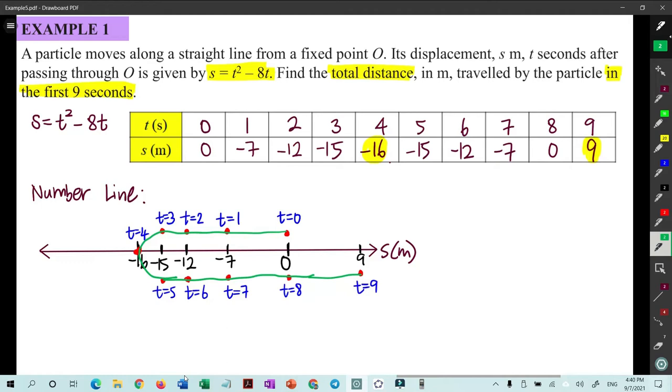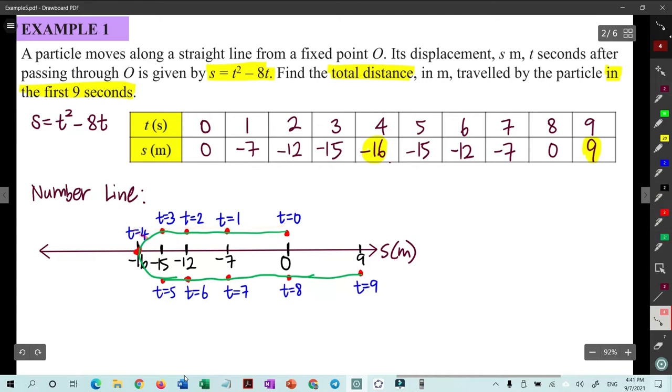So how to find the total distance traveled by the particle in the first 9 seconds based on this number line? So we can take the distance traveled by the particle from here to here. In this case, the particle is moving towards left, and the distance is actually 16 meters.